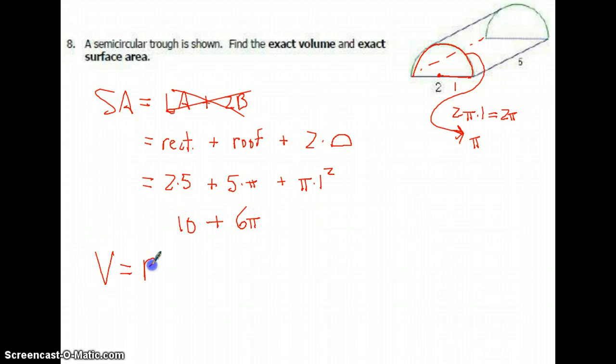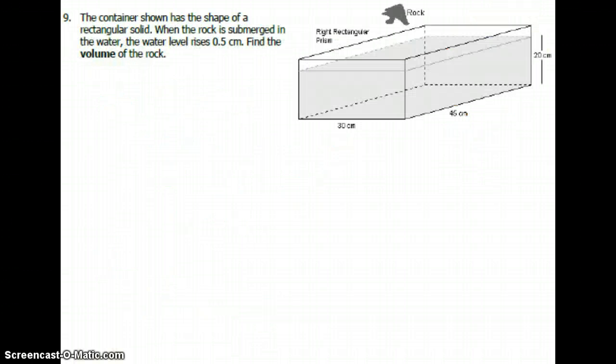Volume is area of the base times the height. Area of the base is half of this circle. It's half of pi r squared times the height of the whole thing, which is 5. So that's 5 pi over 2. Really small, actually. Okay, this is a little bit non-standard.